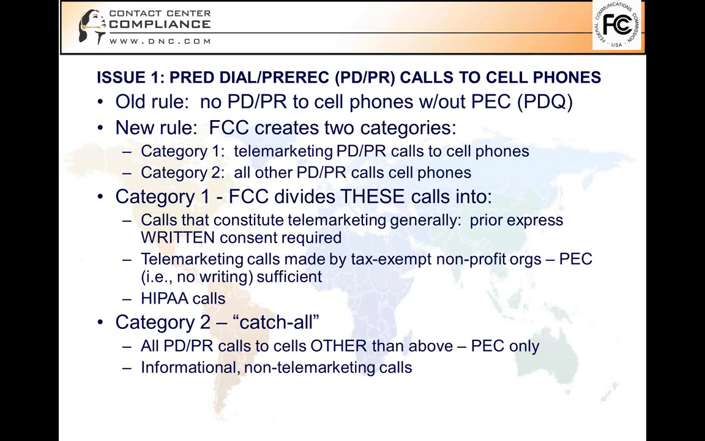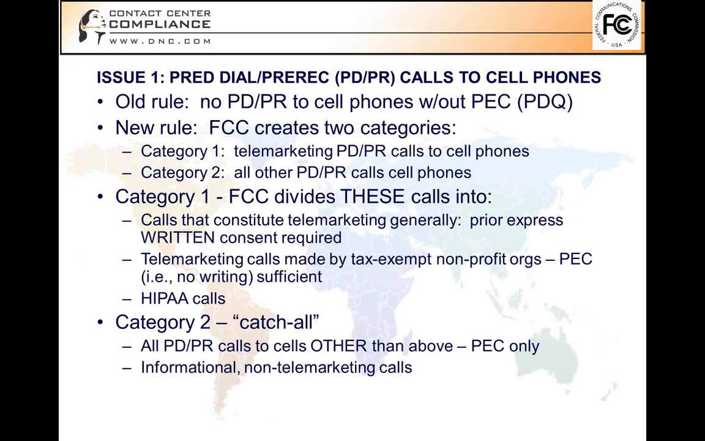The Category 2 calls, the second category, I just call a catch-all, and these are all predictive dialer, pre-recorded calls to cell phones other than the ones that are delineated above. And for these, you just have to get prior express consent. And these are informational, non-telemarketing calls. And the FCC really went into great detail to describe what it means by informational or non-telemarketing calls. The FCC includes in this category research or survey messages, nonprofit fundraising messages, informational calls by school boards, political candidates, airline notification services, bank account fraud services, and debt collectors.